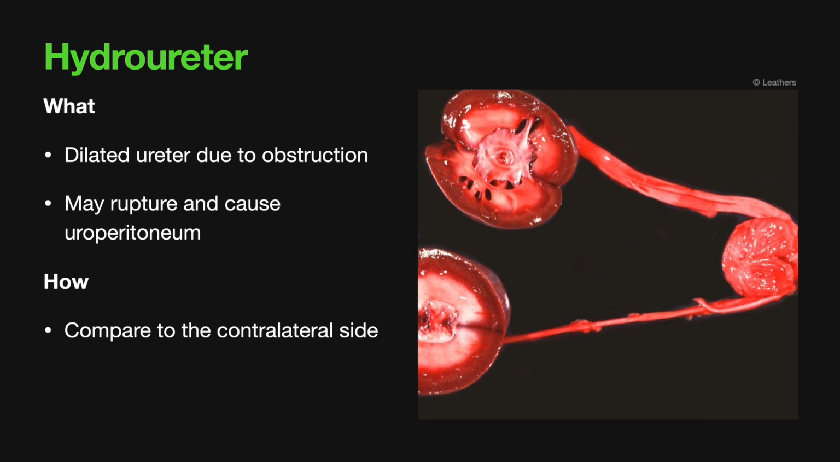Hydroureter also results from obstruction, causing dilation of the affected ureter. A hydroureter may rupture and can also cause uroperitoneum. You can typically identify a hydroureter by comparing the ureter to its partner and seeing that it has an enlarged size. Next, we will look at some neoplastic conditions.